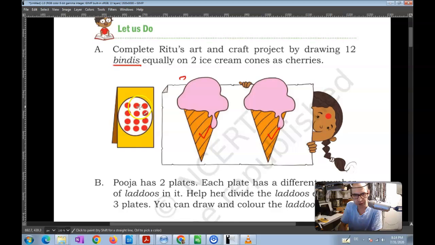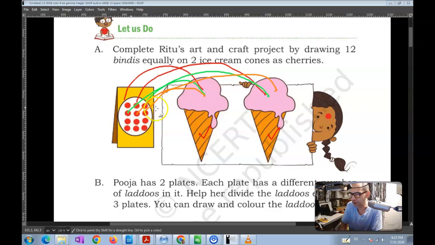So I give 2 of these to the 2 ice creams. One for here, another one for here. Right? Then in the second round I give this one to this one, and this one to this one. In the third round I give this one to this one, and this one to this one. In the fourth round I'm going to give this one to this one, and this one to this one.